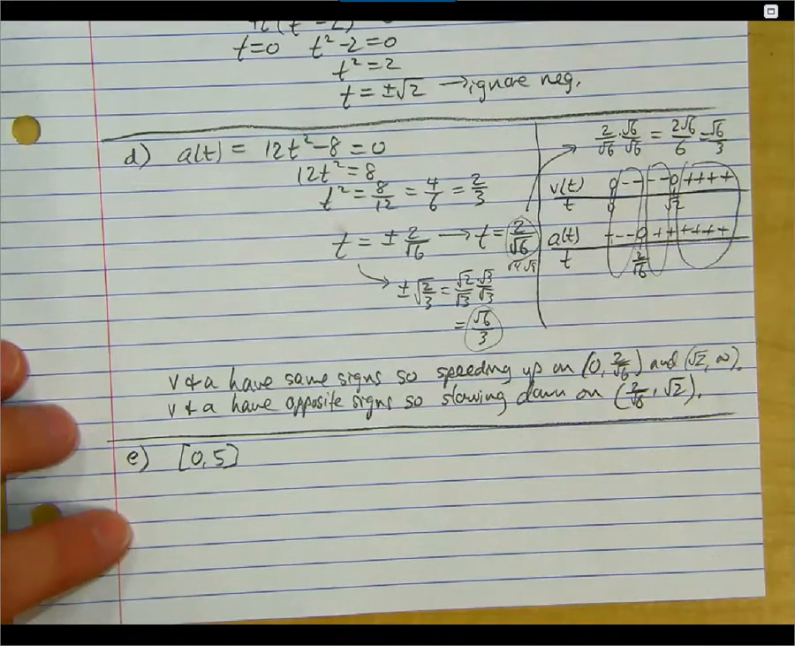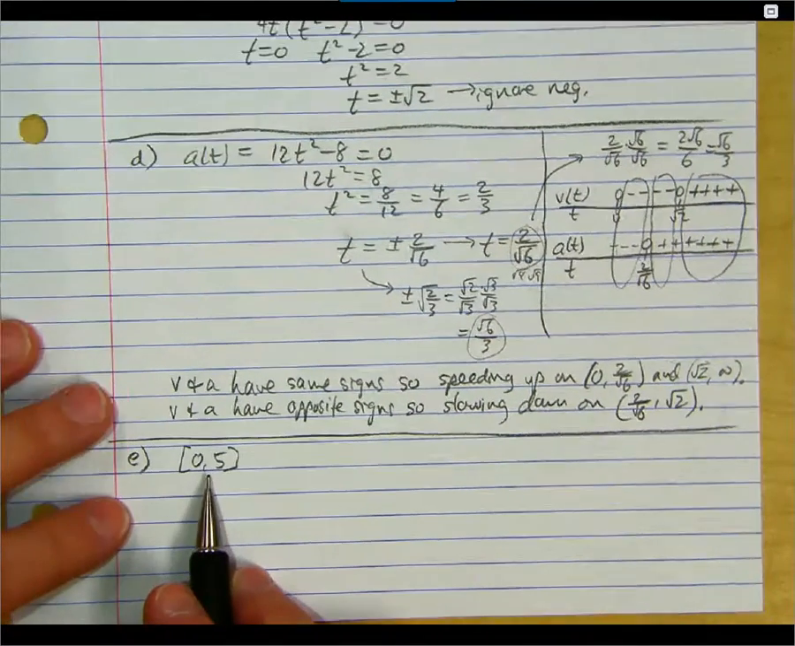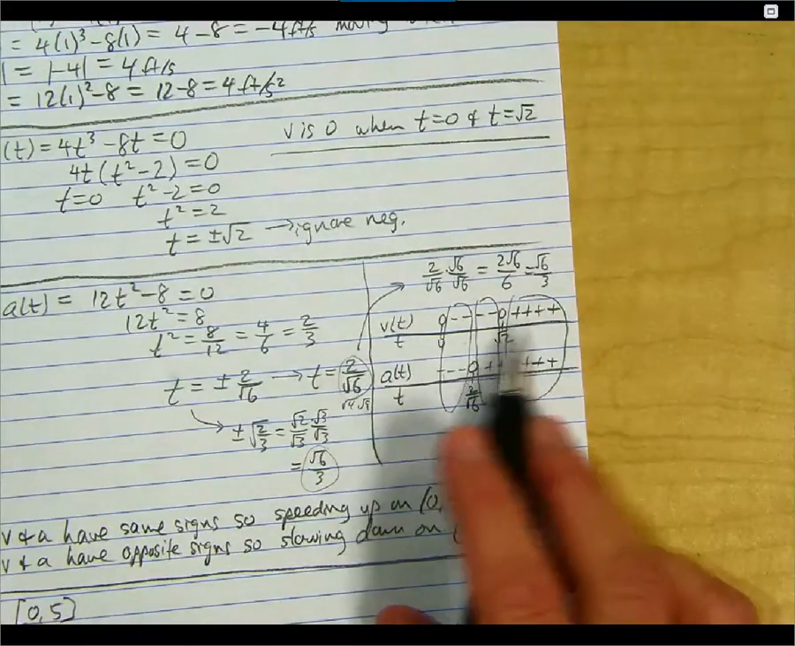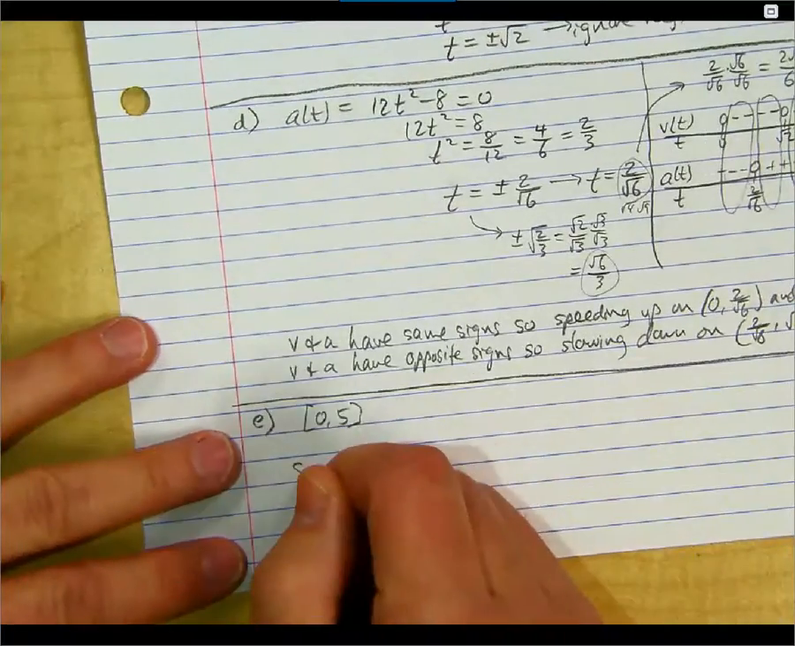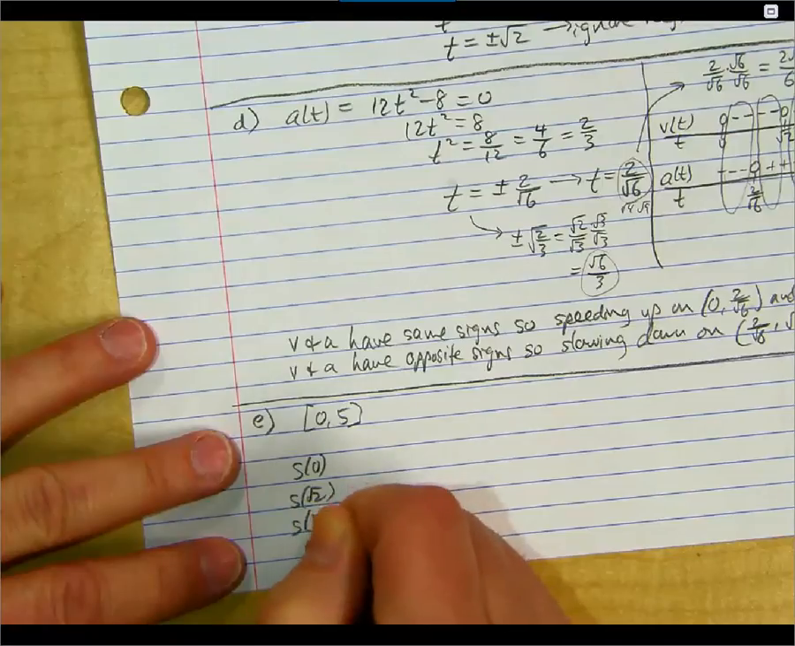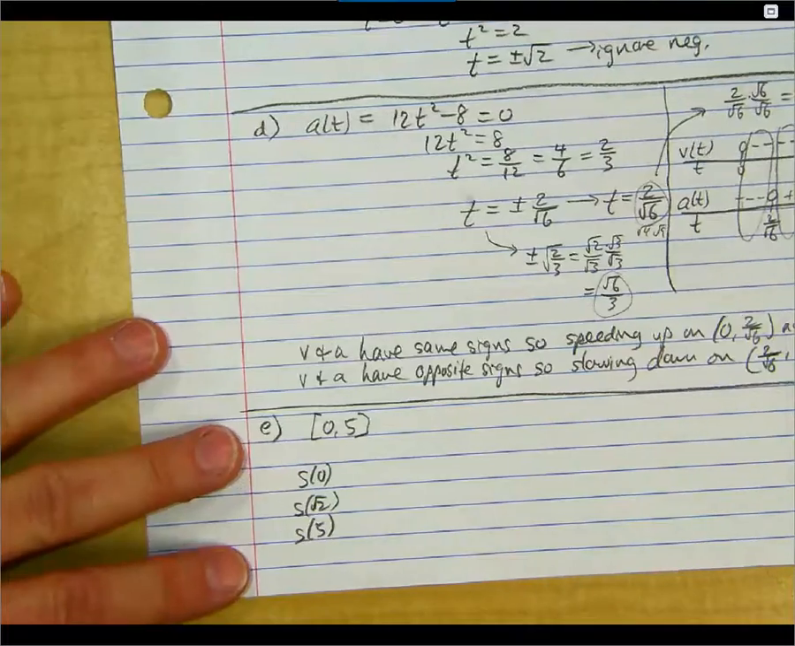But we also know that it turned around once in there. We saw that on our wiggle graph over here. It went from a negative velocity to a positive velocity. So we're going to use 3 values here. We're going to use s of 0, s of rad 2, and s of 5. Now we're going to calculate each one of those.